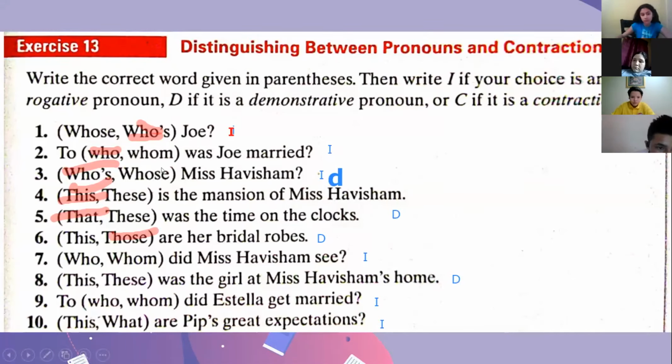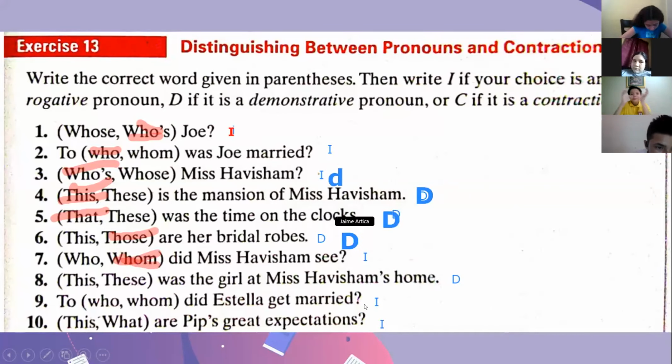Okay? Whose name? Is the mansion of Miss Havisham? This is the mansion, it is demonstrative. Very good. That was the time on the clock, demonstrative. These, those are in the herbal, okay. Very good. Interrogative, demonstrative.